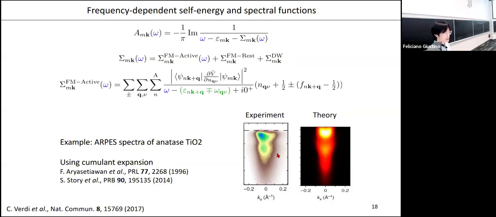So these experiment and theory show the XPS spectra of anatase TiO2. And here you can see the spectral functions calculated from theory nicely reproduce the multiple satellites seen in experiments. And to obtain these results, one needs to go a step further than simple Allen-Heine-Cardona or Fan-Migdal theory by adding the so-called cumulant expansion, which gives multiple satellites in the spectral functions. So if you're interested in this kind of calculations, you may refer to these references for further details.